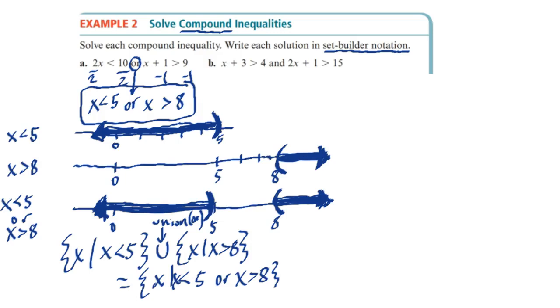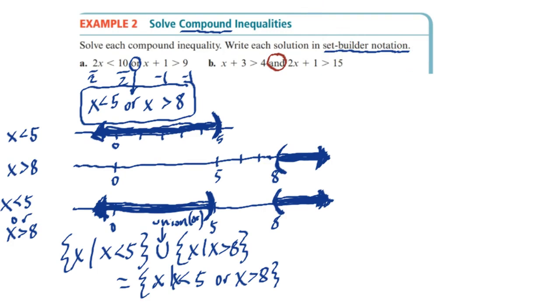All right, so we're going to go look at part B, and we're going to be dealing with AND this time. Okay, so AND works a little bit differently. Keep in mind, for OR, it had to be in at least one of the two intervals in the end. And for AND, it has to be in both to be in the final set. So it has to be in both. It's also known as the intersection.